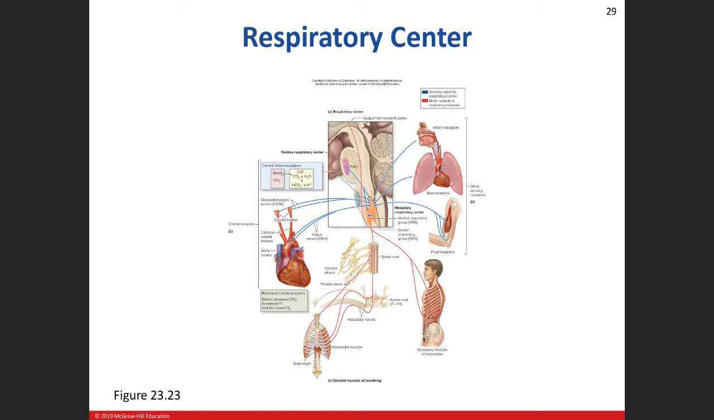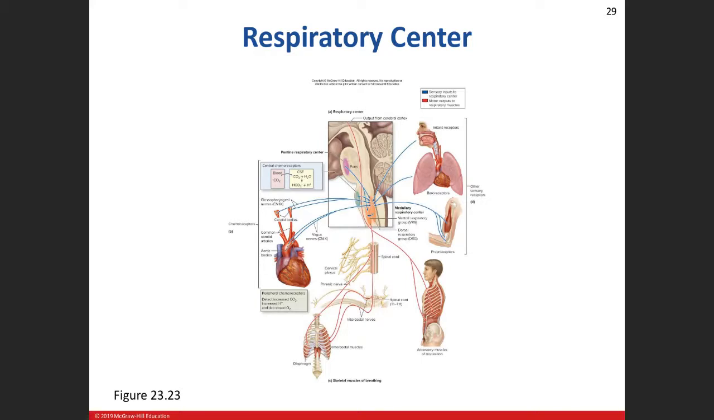This picture is basically showing us all the different structures that provide input into the central nervous system, or the respiratory centers. You can see here our baroreceptors and the proprioceptors, and they're going to be sending sensory input into the respiratory center in the medulla oblongata, along with our chemoreceptors in both the peripheral and the central nervous systems, which also input information into the respiratory center of the medulla oblongata.